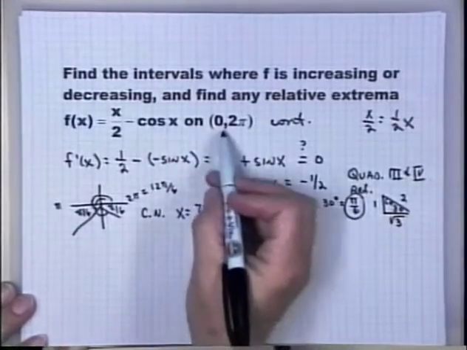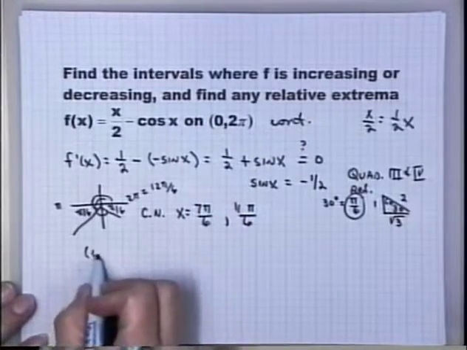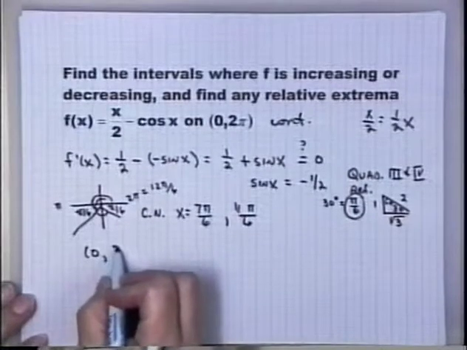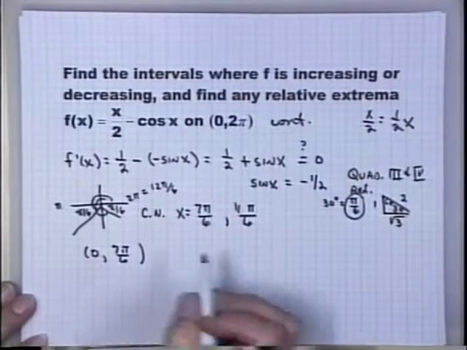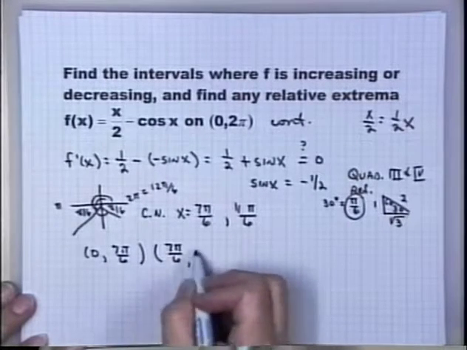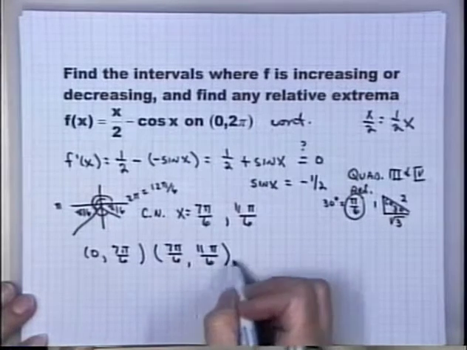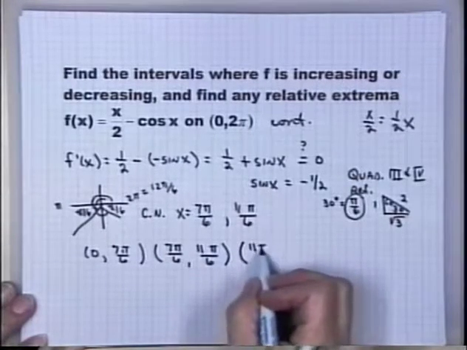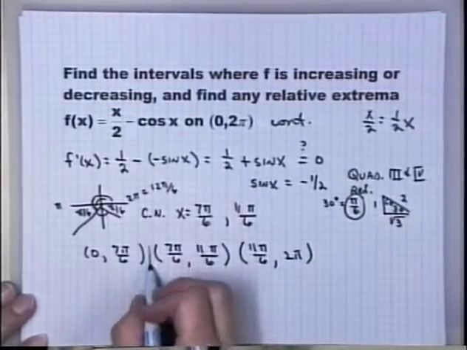So, since we're restricted between 0 and 2 pi, we're going to set up a test interval from 0 to this first critical number of 7 pi over 6. Okay? Then we're going to go from the 7 pi over 6 to the second critical number of 11 pi over 6. And finally, we'll go from the 11 pi over 6 up to 2 pi. These are our test intervals.